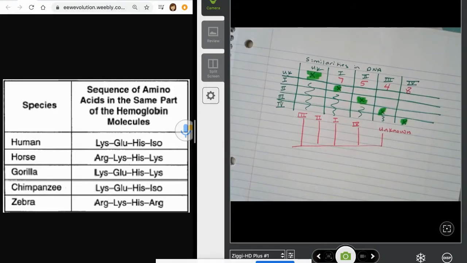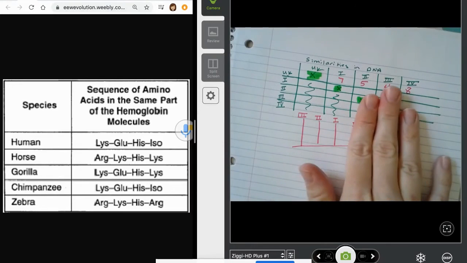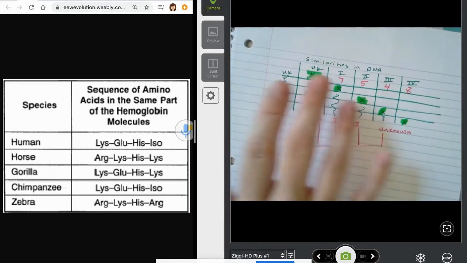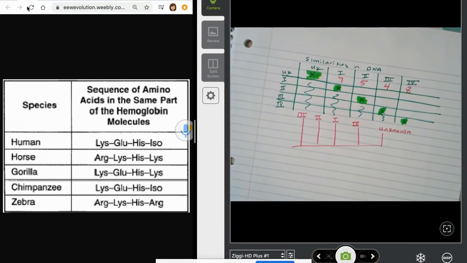Okay, next, instead of comparing like we did over here, the DNA similarities between their ATCG code, we're going to look at the result of that, which is the amino acid sequence. So looking over here on the left, we are comparing humans to horses, gorillas, chimpanzees, and zebras based off of a 4 amino acid snippet of the hemoglobin molecule, which I believe is 15,000 amino acids. So this is titled Sequence of Amino Acids in the same part of the hemoglobin molecule.